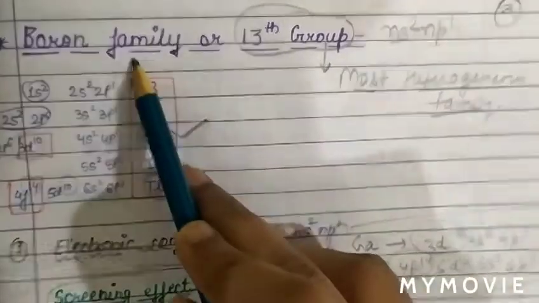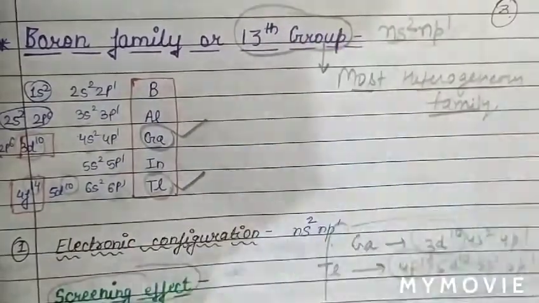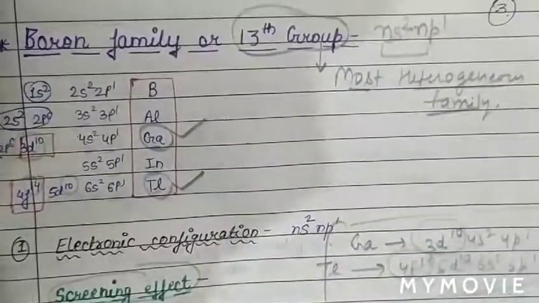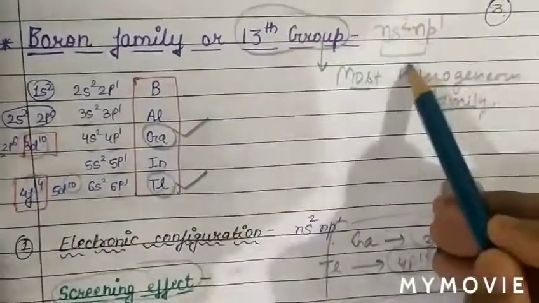So we are going to discuss the boron family, the 13th group elements. We know that the general electronic configuration of group 13 is ns2 np1, and it is the most heterogeneous family.